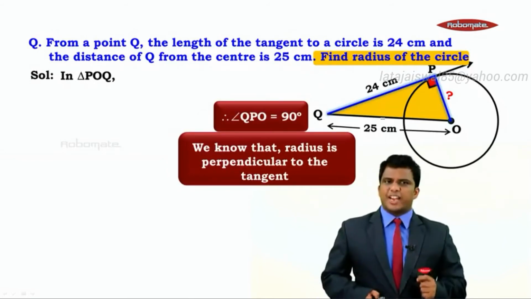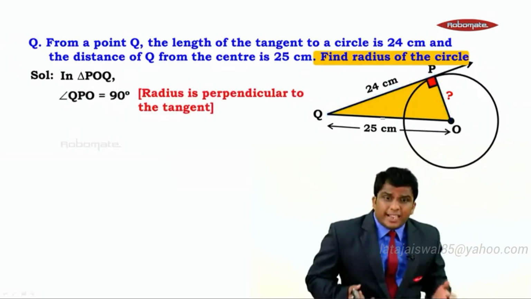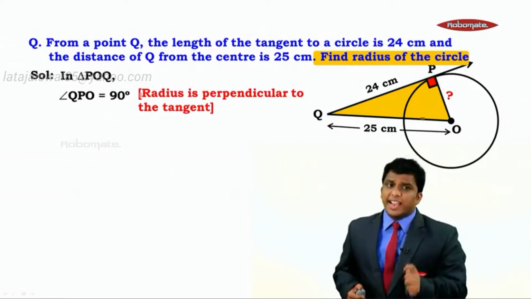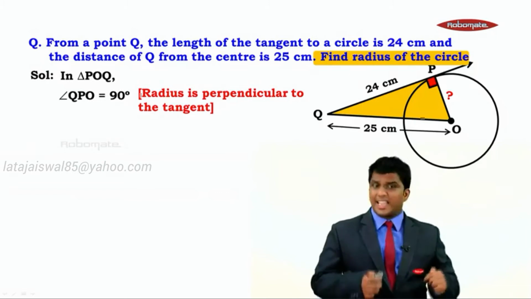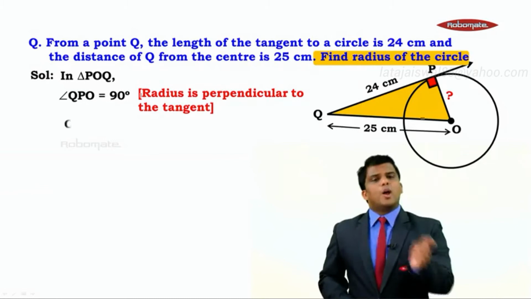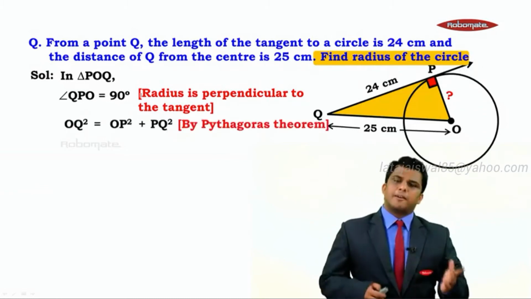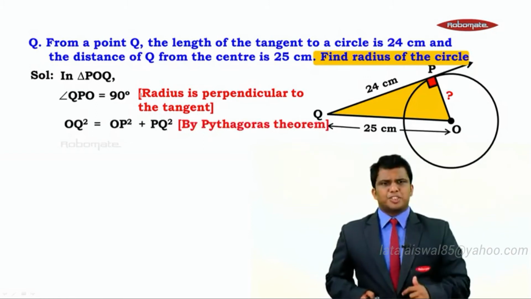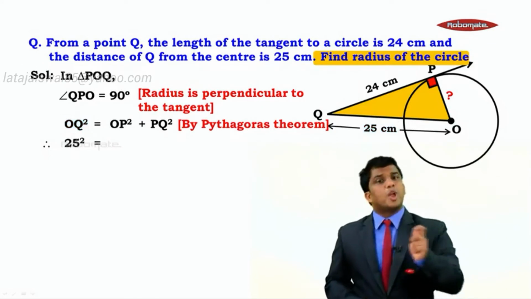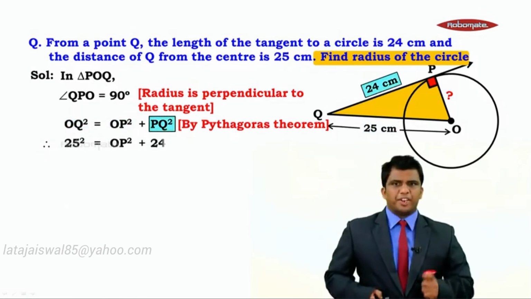So we now say in this triangle, angle QPO is 90 degree, radius is perpendicular to the tangent. That means triangle POQ is definitely a right angle triangle. And in this triangle, we already know the lengths of two sides. And to find the third side, let's apply the Pythagoras theorem. And we now say OQ square is equals to OP square plus PQ square by the Pythagoras theorem. On further substitution, we now say 25 square, that's OQ, is equals to OP square plus 24 square. That's the value of PQ that we already know in the question.